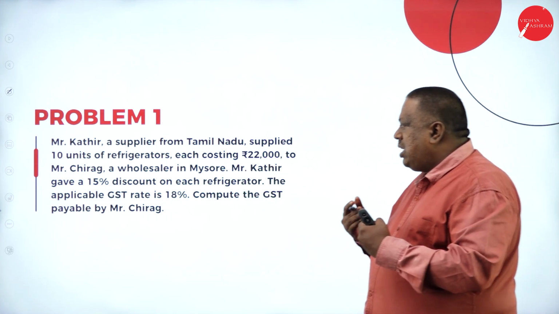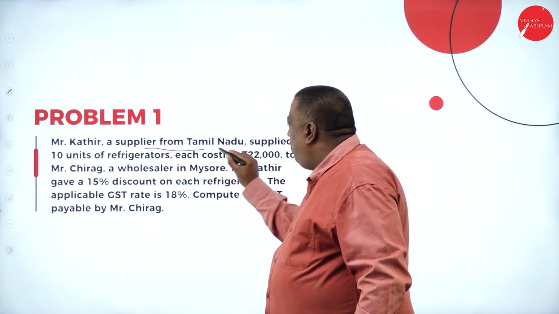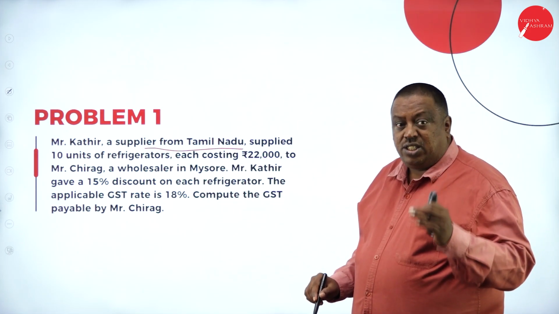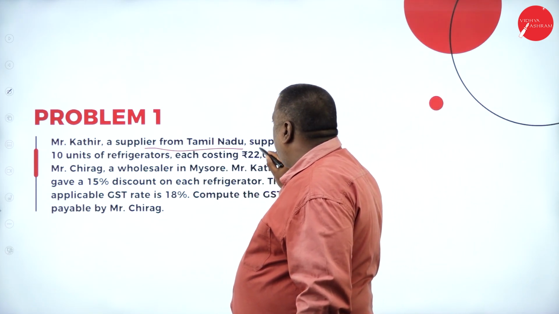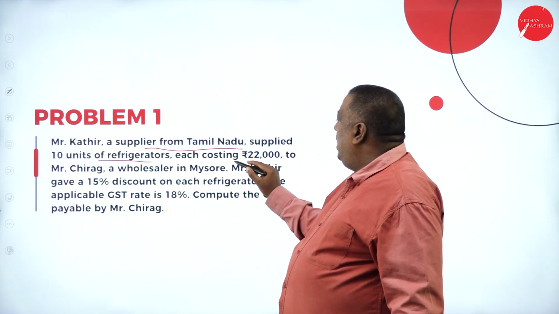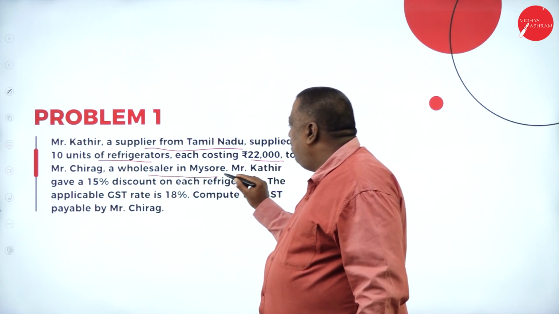See, I'm Mr. Karthik. I'm a supplier supplying goods from Tamil Nadu. If it is a different state, for example, I'm from Tamil Nadu supplying goods. The goods supplied were 10 refrigerators, each costing rupees 22,000, to a person who resides in Mysuru.